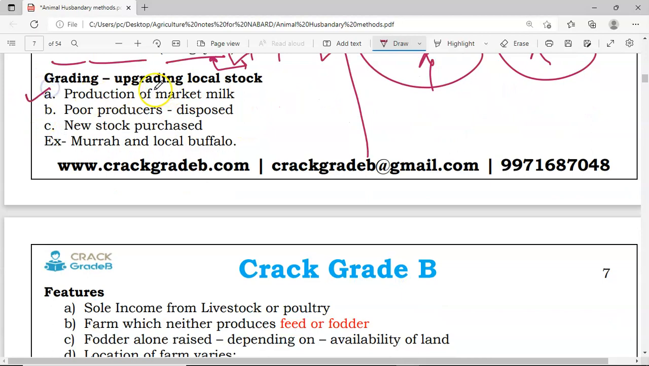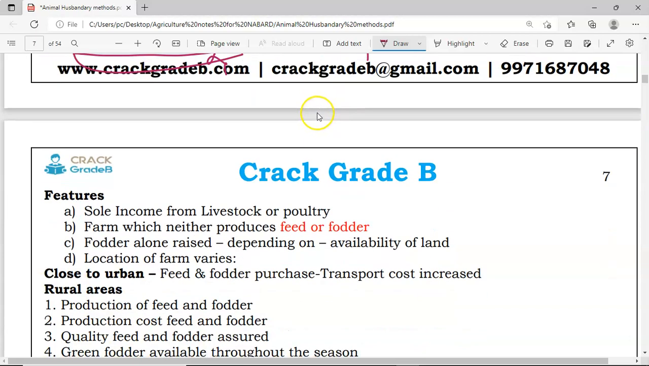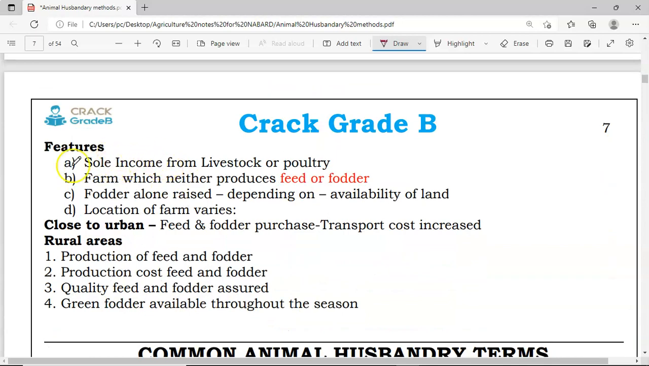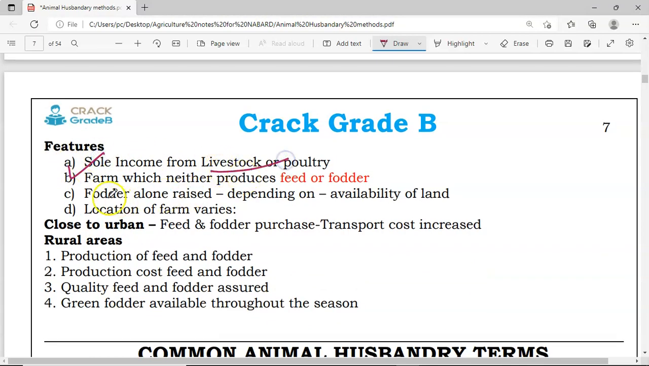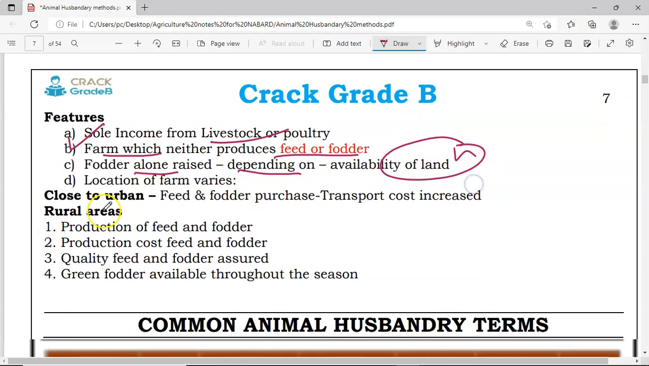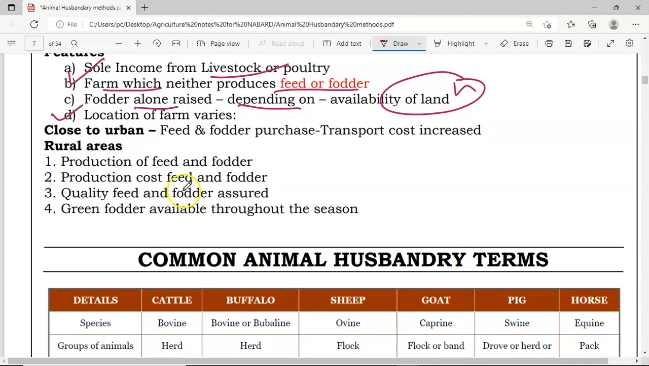Under this grading, upgrading of local stock, how the production and marketing of milk, poor producers dispose, new stock purchase, Murrah and local buffalo, you can say that. So in this area, in a specialized farm, you can purchase special types of cattle for your farm. Features can be the sole income from livestock or poultry, a farm which neither produces feed nor fodder, fodder alone is raised depending upon the availability of the land, and the location of farms also varies.